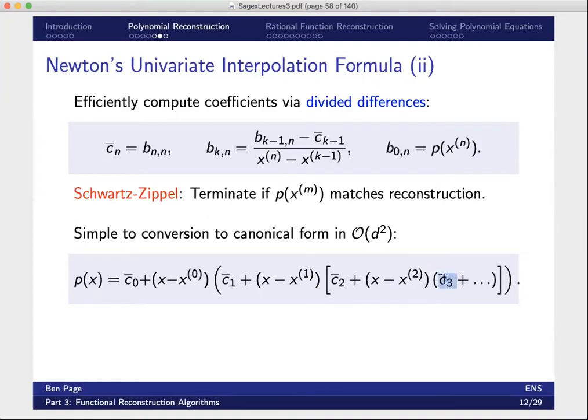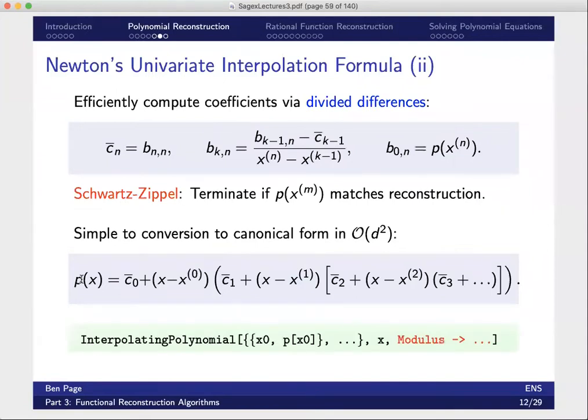So imagine here that we only needed four coefficients. So we invoke up to C3 bar, and then it stops. And then we would take C3 bar, we would multiply it by x minus x2, we would expand that and add C2 bar. We would multiply this thing by x minus x1, expand that and add C1 bar, etc., etc. And in this way, we can take these coefficients Cn bar and rebuild our full polynomial.